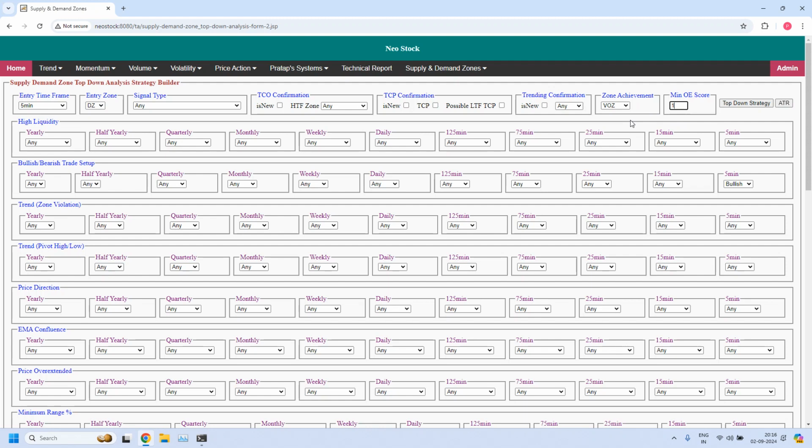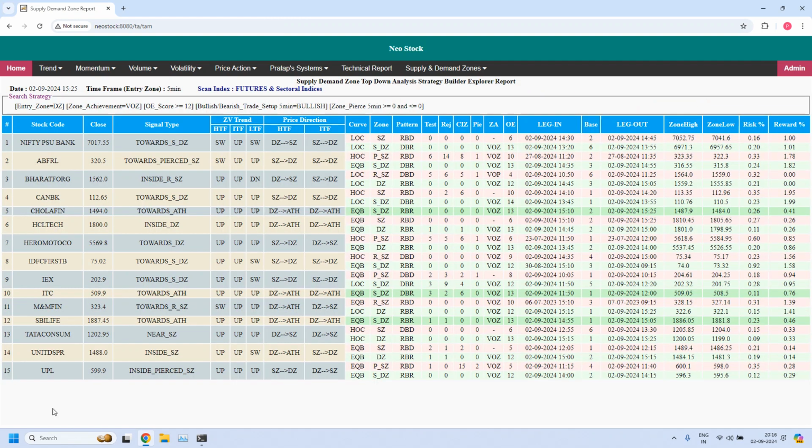Minimum order enhancer score is 12. All the 3 filters are applied to the 5 minutes demand zone. Now 15 stocks are filtered. All these 15 stocks are currently supporting bullish trade setup for hourly income trade. They are intraday related trades.